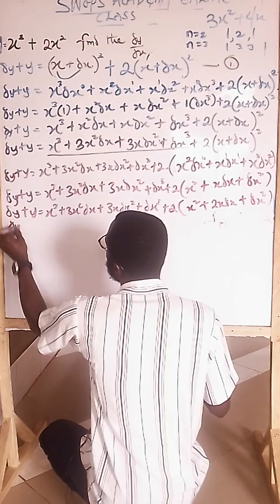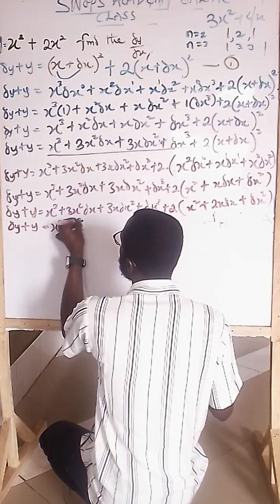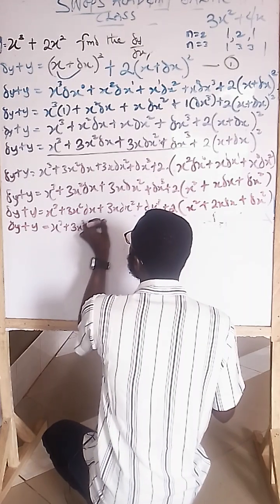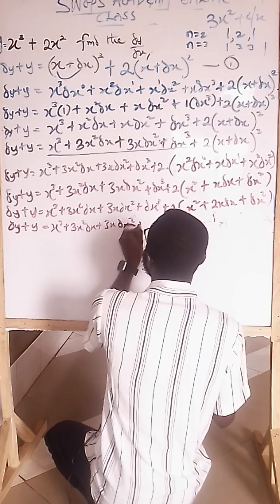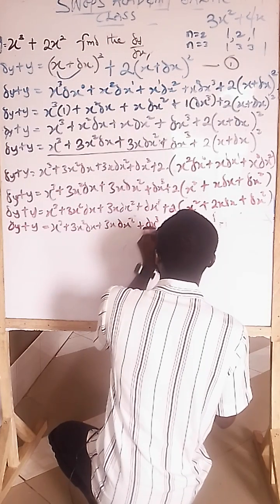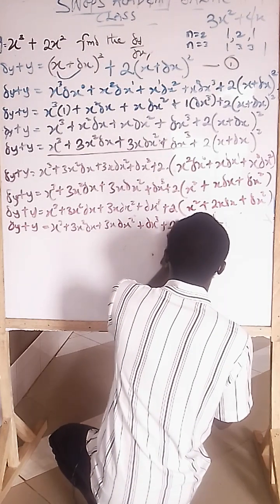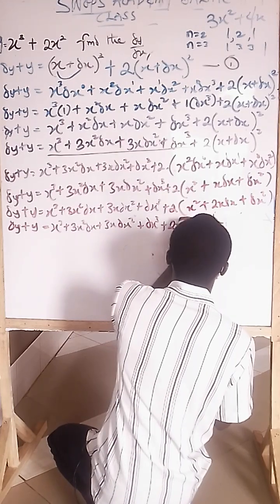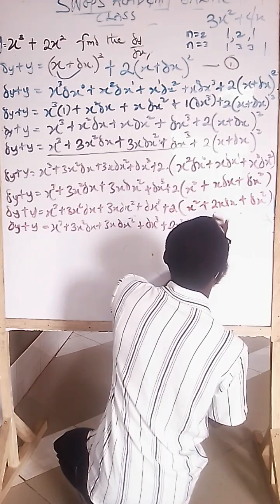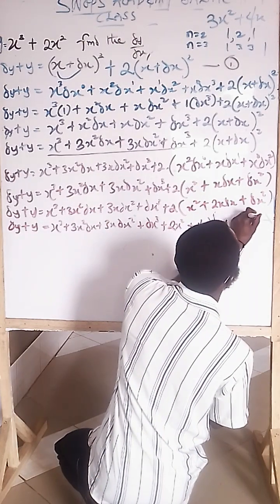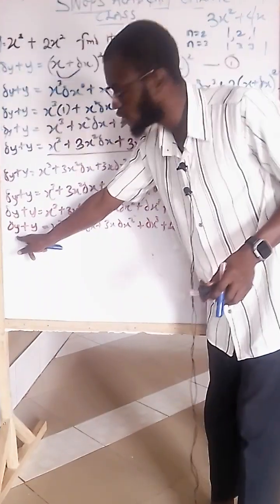It will now be dy plus y equals s cubed plus 3s squared ds plus 3s ds squared plus ds cubed, plus 2 times this will give us 2s squared, plus 2 times 2s dx will give us 4s dx, plus 2 times ds squared gives 2ds squared. All together.